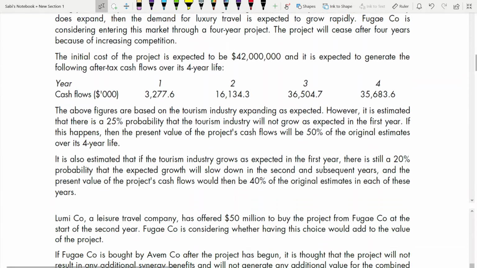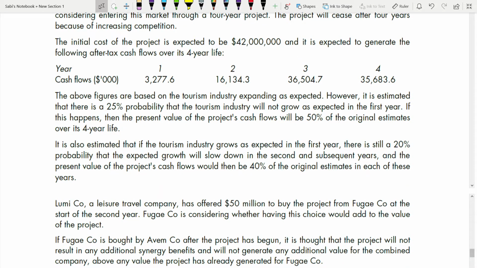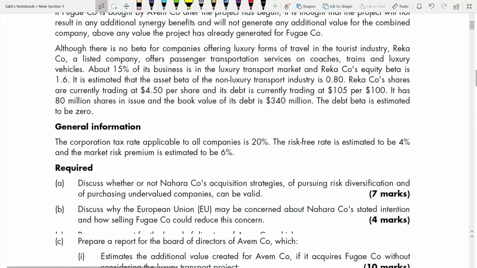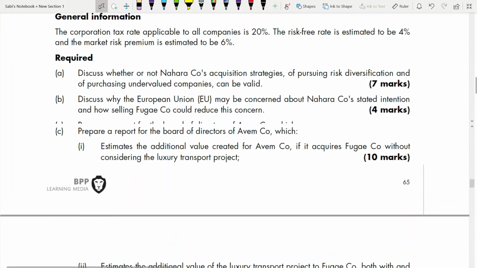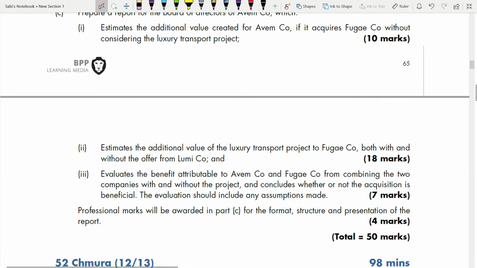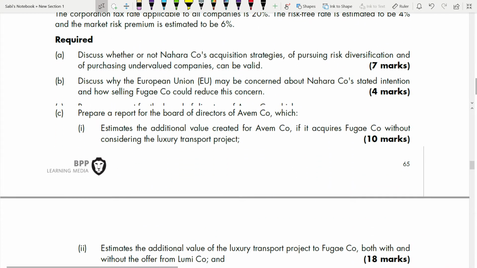You'll be given more marks for the theory part in your section A, which is related to the main topic. Like in this case, it is acquisition and merger. So your theory part will be from acquisition and merger. So coming to part A, there are three requirements, A, B, and C. C is your report, A and B is your theory part.